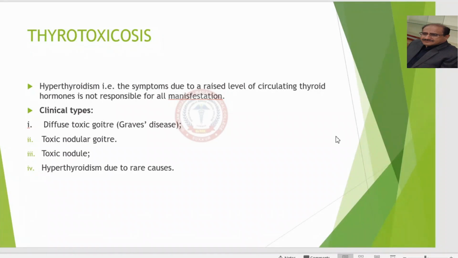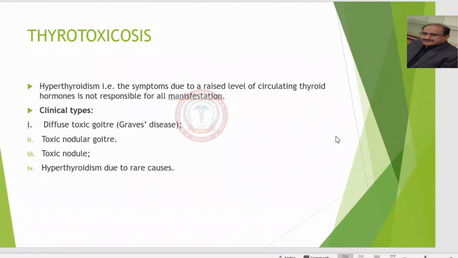Hyperthyroidism means increased secretion of the thyroid hormones and an increased level of thyroid hormones in the circulation. But thyrotoxicosis is that type of hyperthyroidism in which the signs and symptoms of toxicity are present. The toxic features are present, then we call it thyrotoxicosis. Later on, we will discuss those symptoms and signs of the toxicity.